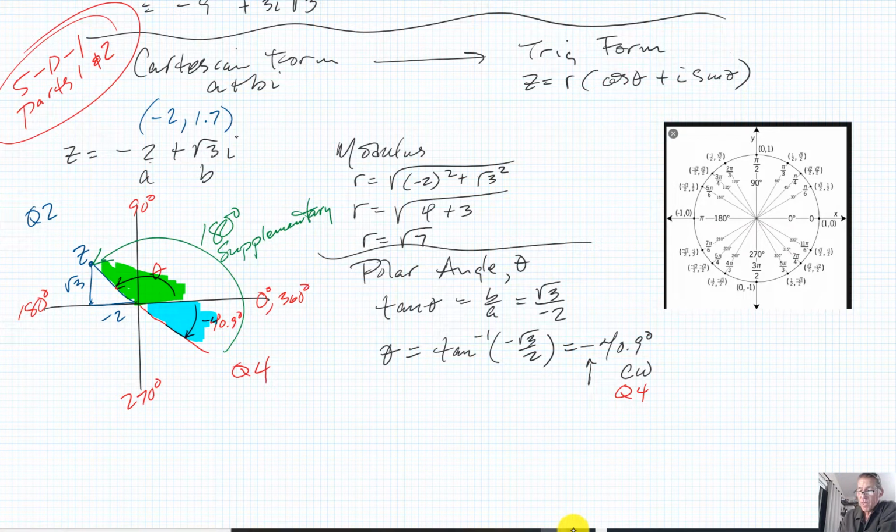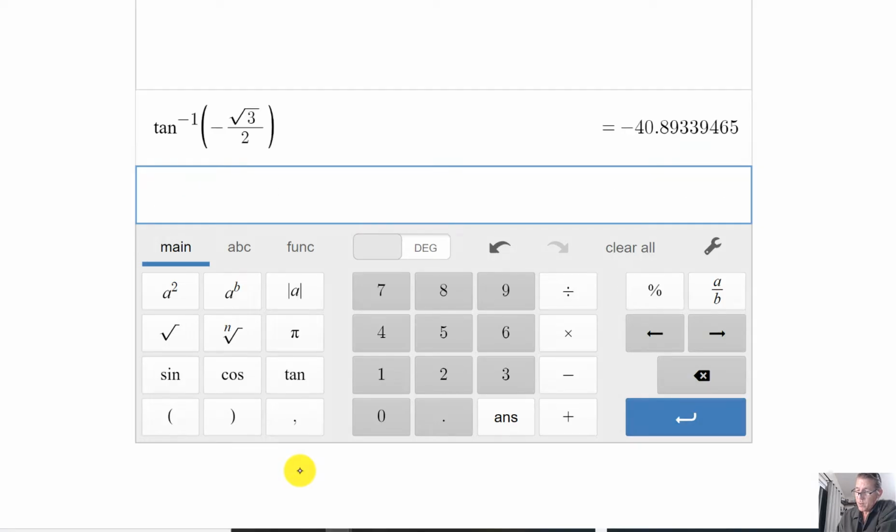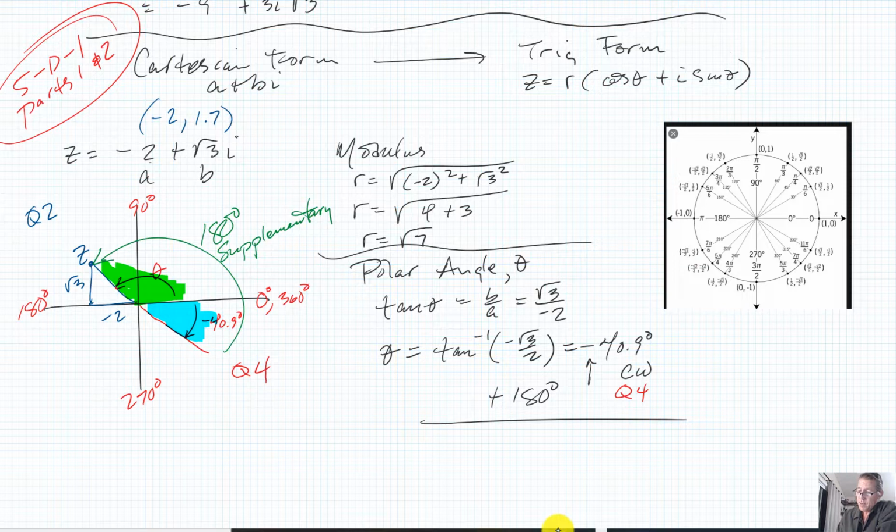So all you have to do is take negative 40.9 and add it to 180 to get theta. So we just add 180 and get a result. Let's take negative 40.9 and add it to 180, and you get 139.1, which is obtuse. It's between 90 and 180. That makes sense. So 139.1 degrees is your theta. And that, my friends, is in quadrant 2, and that makes sense according to the diagram.